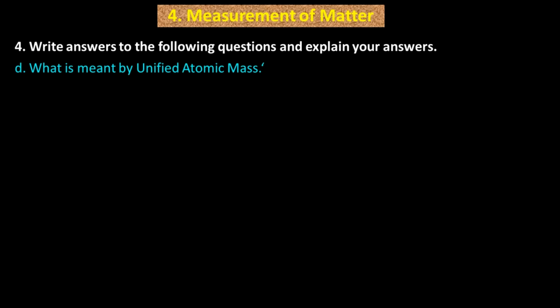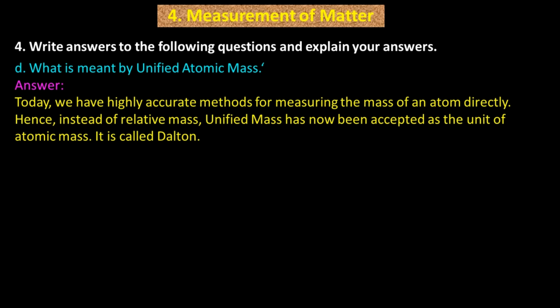D. What is meant by unified atomic mass? Answer. Today we have highly accurate methods for measuring the mass of an atom directly. Hence, instead of relative mass, unified mass has now been accepted as the unit of atomic mass. It is called Dalton. Its symbol is U.